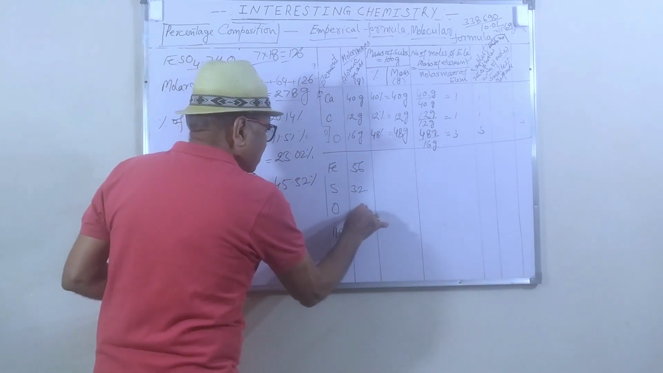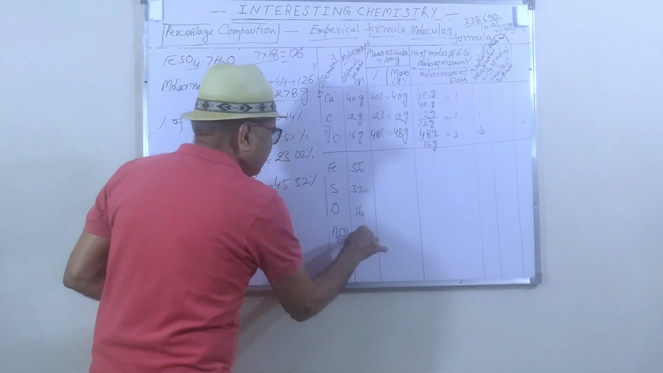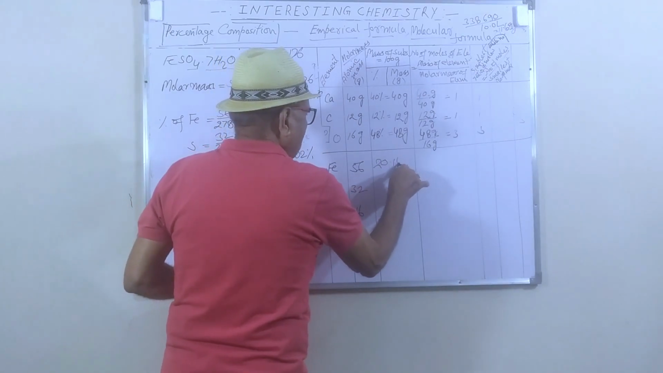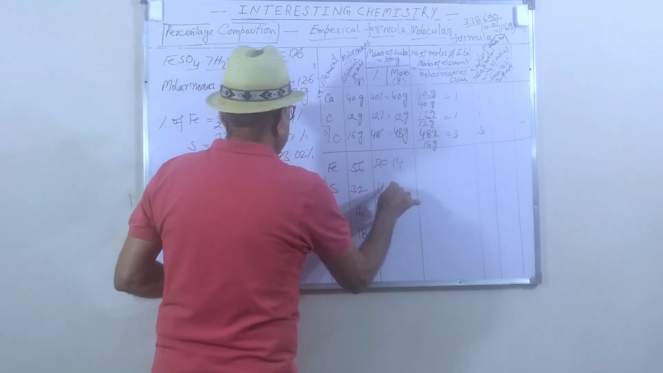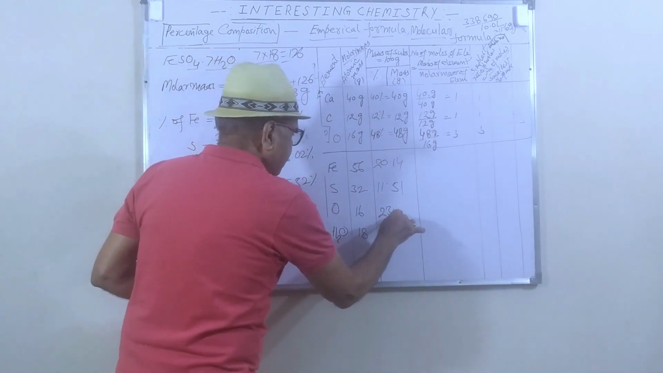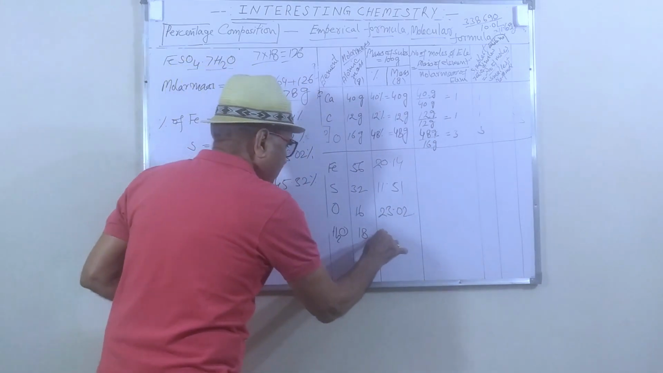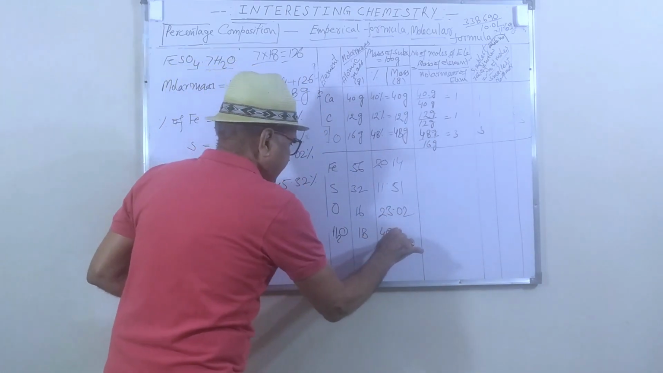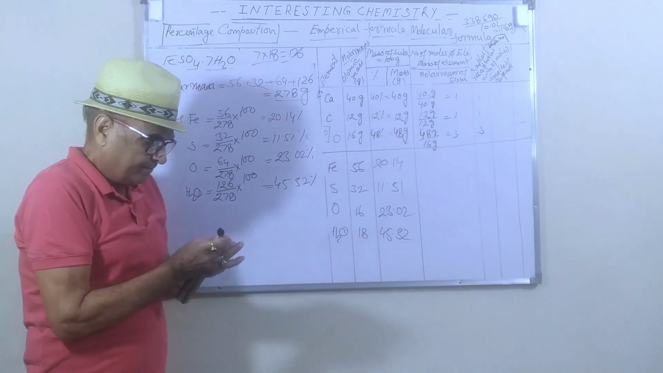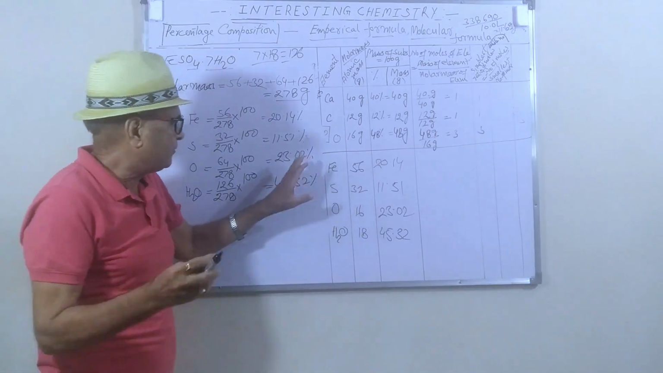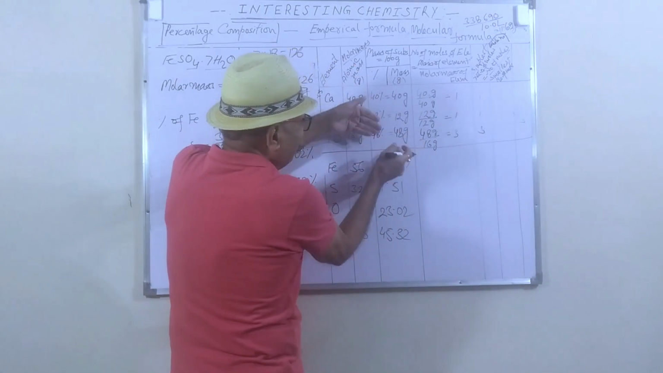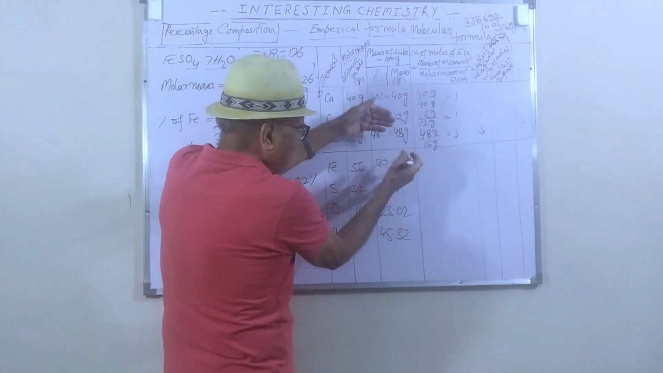Fe is equal to 56, S is 32, O is 16, and H2O is 18, and the percentages are 20.14, and this one is 11.51, and this is 23.02, and this is 45.32. So this is the percentage. How will you proceed from this percentage? You can convert it into grams.